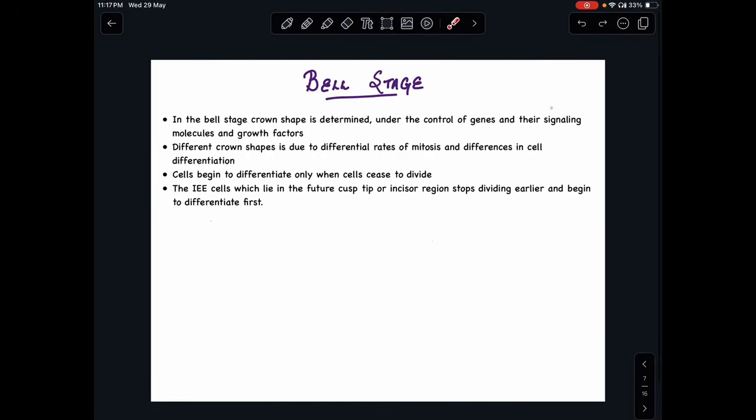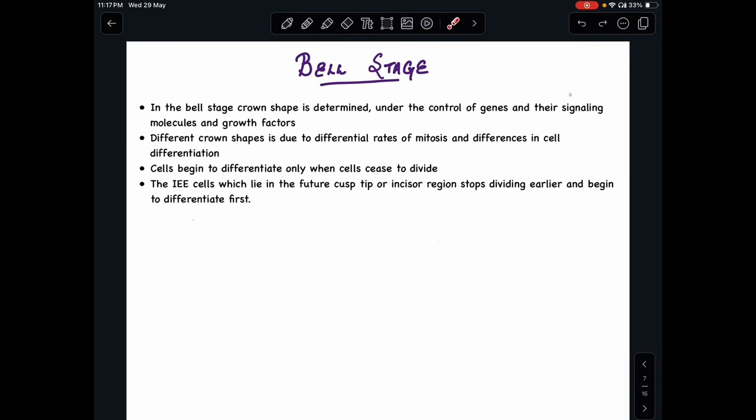Now the bell stage. What happens in the bell stage? So this is obviously the most significant stage, and here I'll be talking about the early bell stage. What happens in the bell stage is that the crown shape is determined.